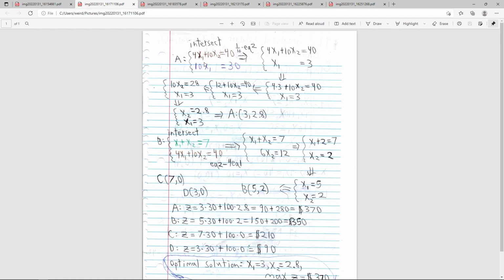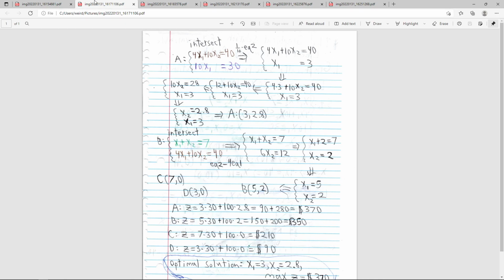So we find the intersection for each of the others. These are generally very quick and easy, like simple two-variable systems of two equations. We have this equation, 10x1 equals 30. We do 1/10 times equation 2 to get just x1 equals 3. We have 4x1 plus 10x2 equals 40 as the other line. So we plug in x1 and get 4 times 3 plus 10x2 equals 40, and we solve with basic algebra skills. Then we get x2 equals 2.8, x1 equals 3. So the point A is (3, 2.8).